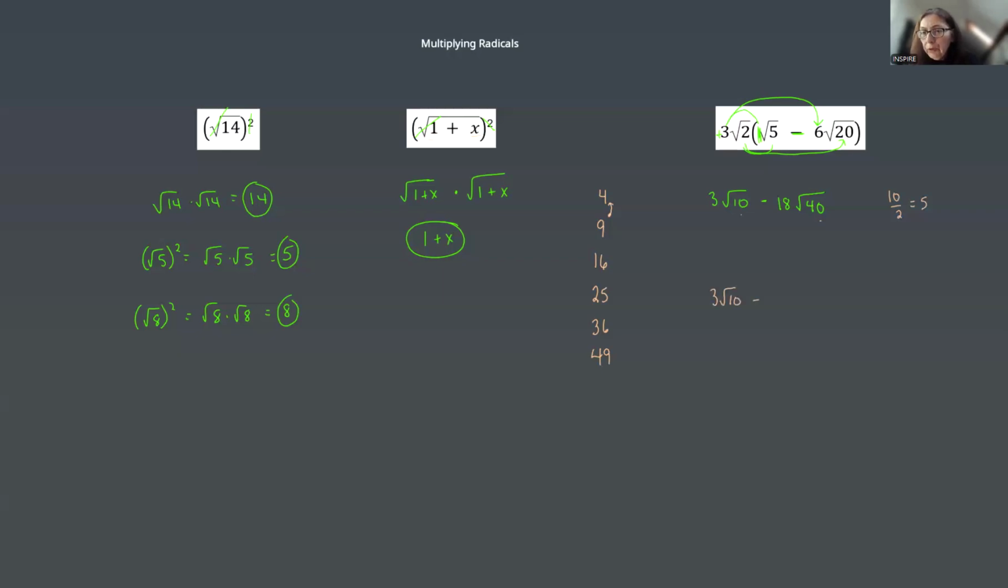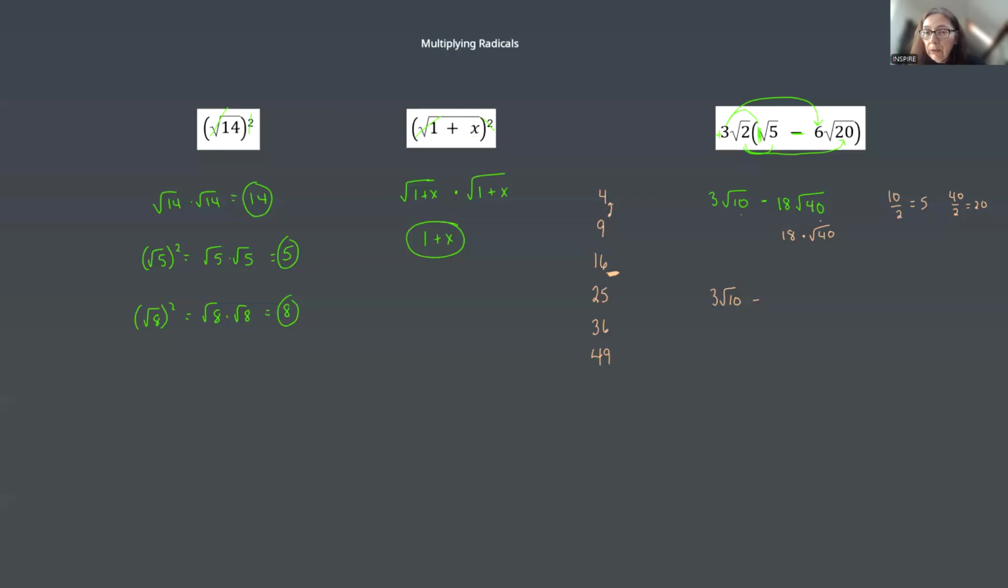Now, over here, I've got 18 times the square root of 40. When I look at 40, is it on our list of perfect squares? No. So I take 40 and divide it by 2, and I get 20. Is 20 on our list? No. So I start right here with the perfect square less than 20, which is 16. If you take 40 divided by 16, you're going to get a decimal. So we can't use it.